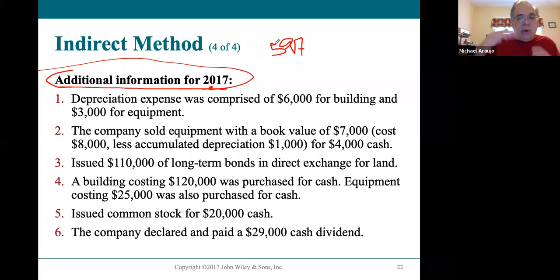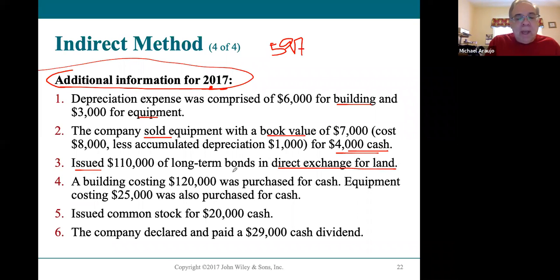Okay. So here you have depreciation expense for building and for equipment. Here, the second piece of information that's important is the company sold equipment, right? With a book value, that term comes back a lot, right? Of $7,000, but they only got $4,000 in cash for it. Looks like they issued bonds in direct exchange for land. So they went bonds for land. So no cash involved in this, right? It's just bonds for land.